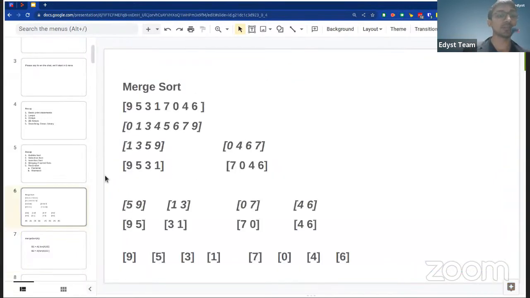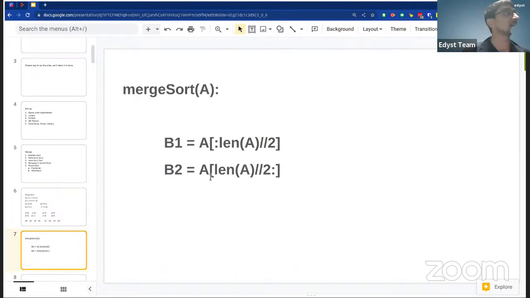Okay, so the first step we said was dividing into two parts, correct? That's what we did, yes or no? So if I have 95317046, it gets divided into 9531 and 7046. Now what do I do with that same 9531 and 7046? Again, not only just divide, again do the same procedure. After you divide, I will divide this and then divide this, and finally we are going to reach a single part, a sorted array, right? Now when I get that sorted array, what do I do with that? I will combine them.